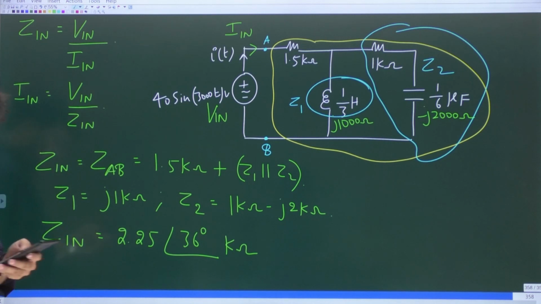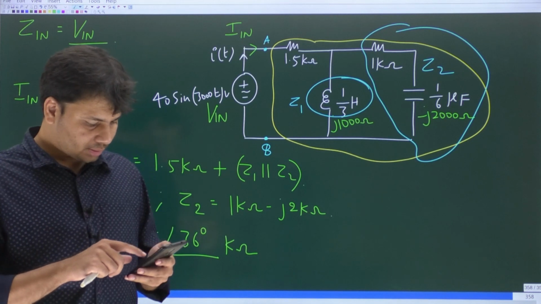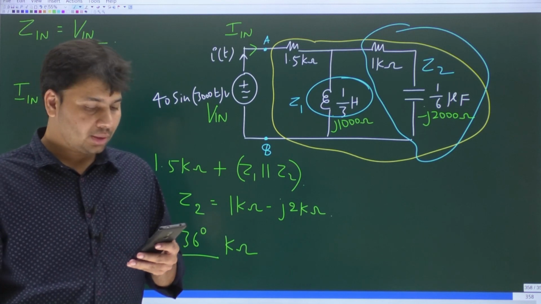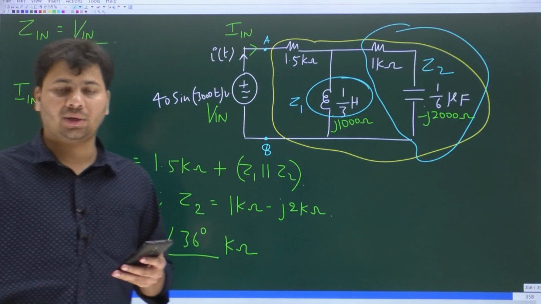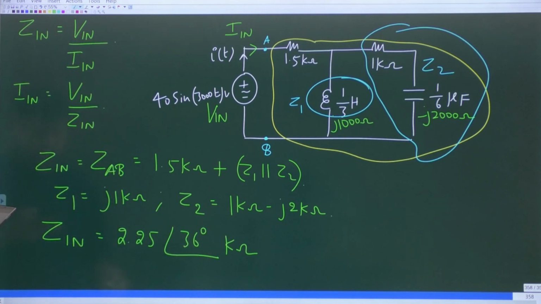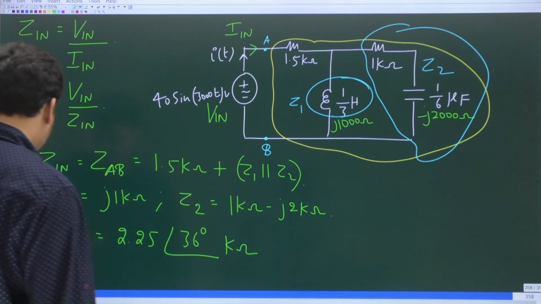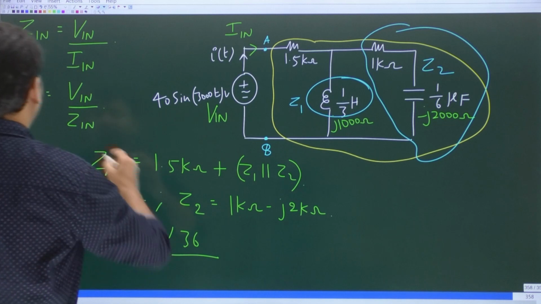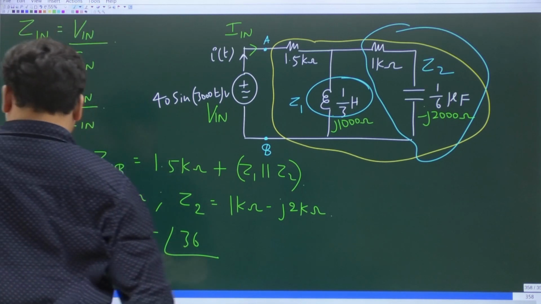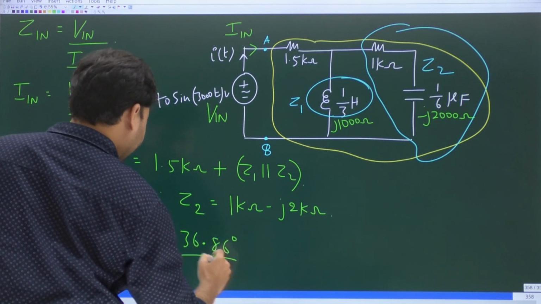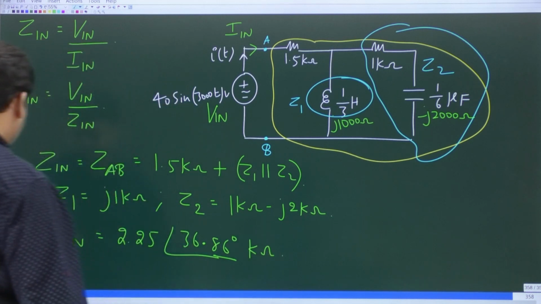Okay, Aditya Singh is saying that the input impedance is about 2.25 at an angle 36.86 degrees kilo ohms. Okay, I will go with this: 2.25 at an angle 36.86 degrees. I'll just modify this. 2.25 at an angle 36.86 degrees, units kilo ohms, okay?